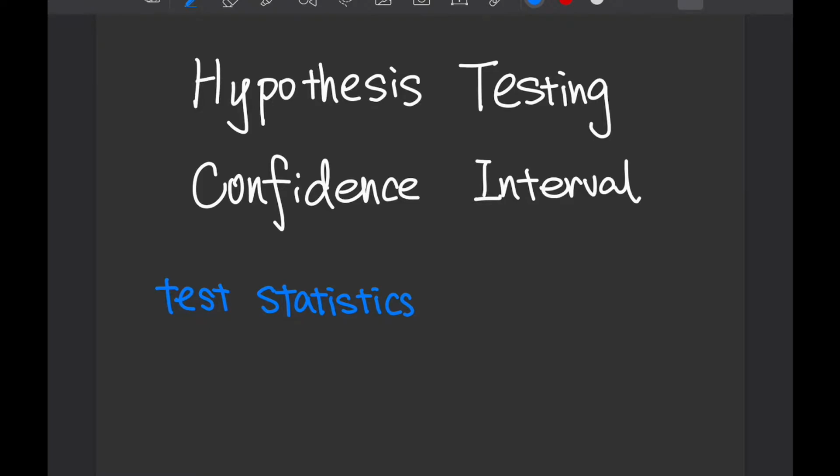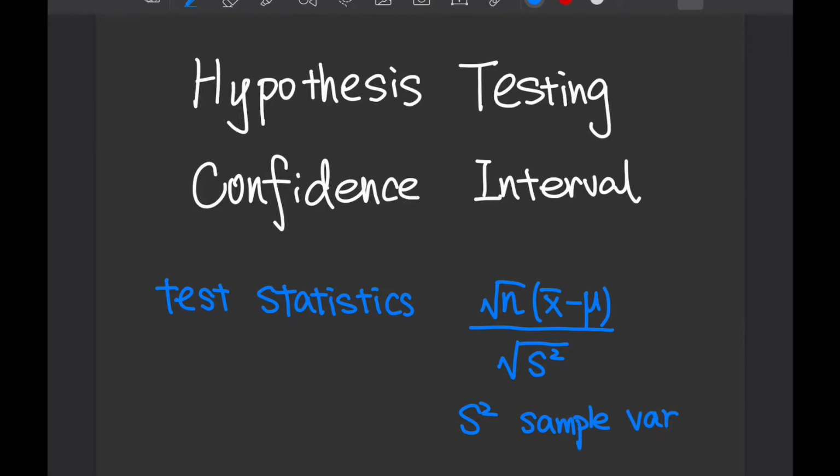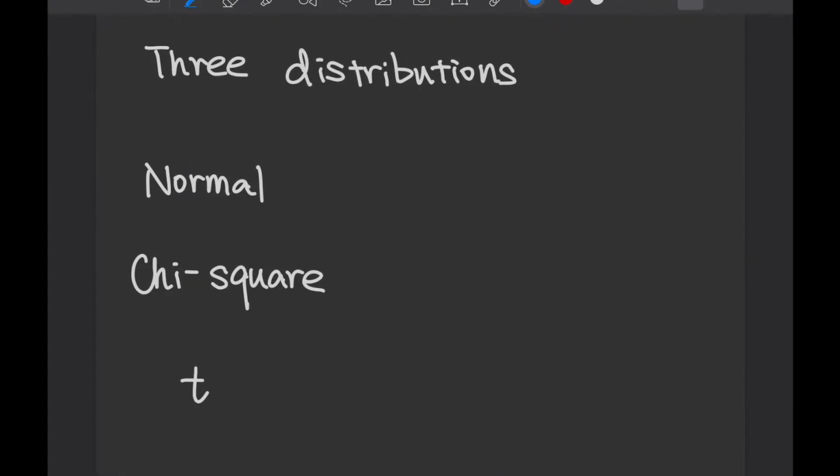First, let me write down the simplest form of the test statistic. Square root of n multiplied by x bar minus mu, divided by the square root of s square, where s square is actually the sample variance, alright? So, in order to understand how a test statistic is arrived at, we need to know three distributions by heart. They are the normal distribution, chi-square distribution, and t-distribution.